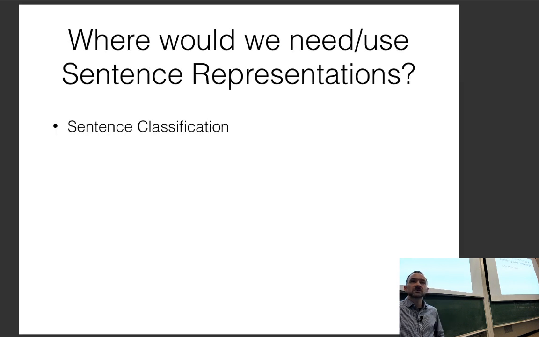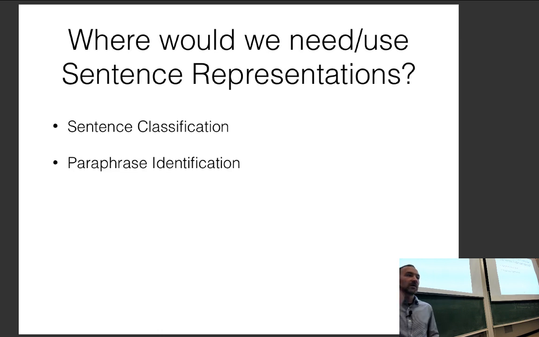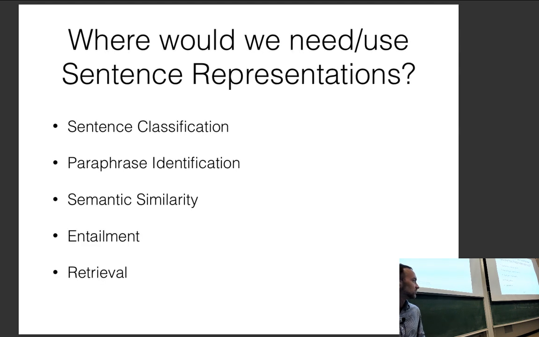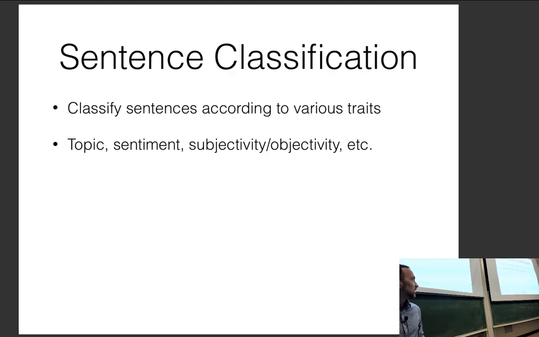The first thing obviously is sentence classification, which we've talked about already. There are other tasks that we can handle with these models. So one is paraphrase identification, for example. Semantic similarity, entailment, and retrieval. And these are all things that we can do with sentence representations. So in other words, taking a sentence and turning it into a single vector.